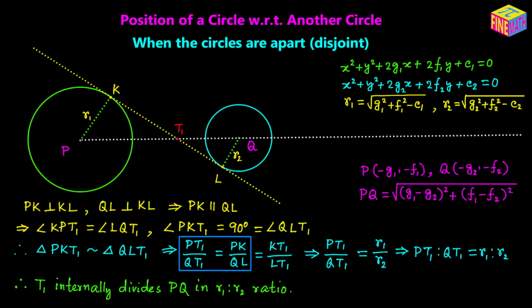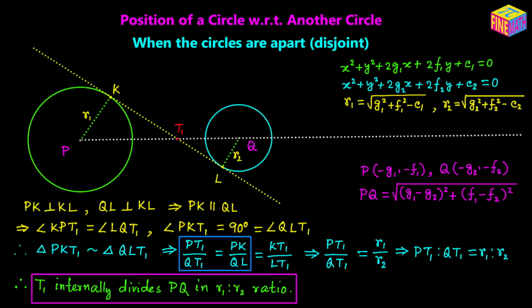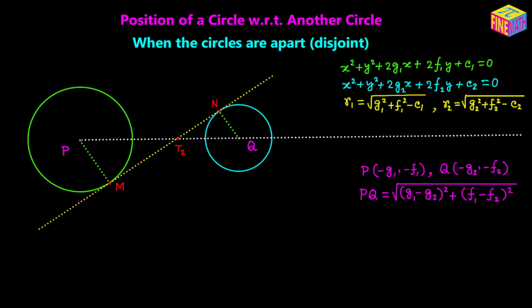And next we are going to look at the other transverse common tangent, and we are going to find that there will also be a similar point which will divide the PQ line segment in the exact same ratio. So let's take a look at that. So here I have taken the other transverse common tangent, and let's assume that the points of contact are M and N, and also let's assume that this tangent intersects the PQ line segment at point T sub 2.